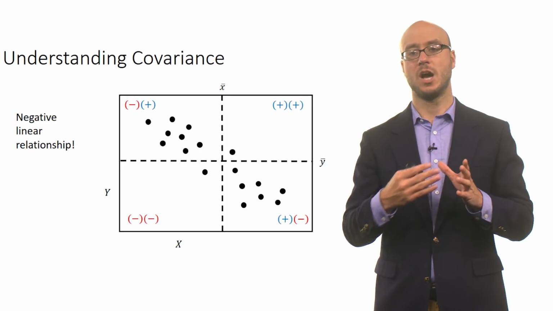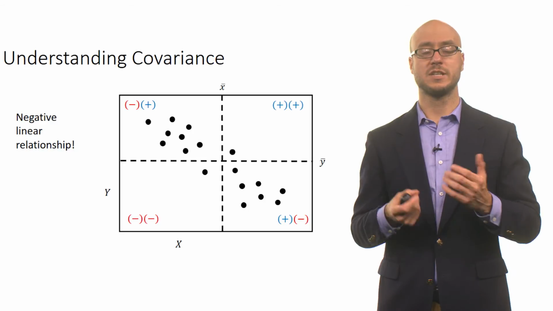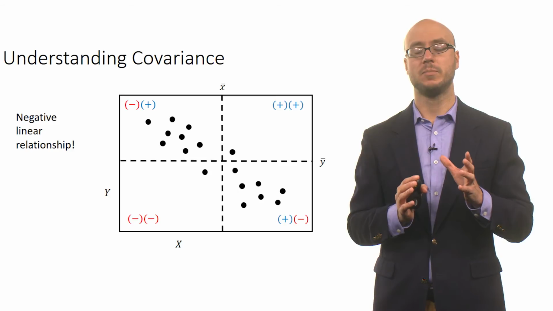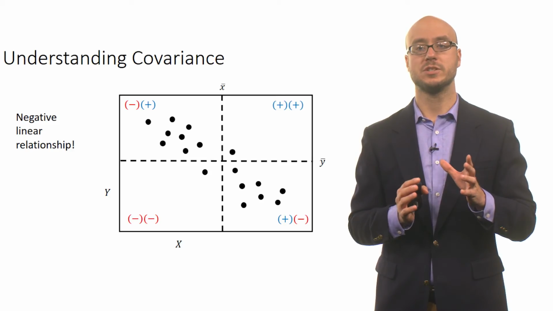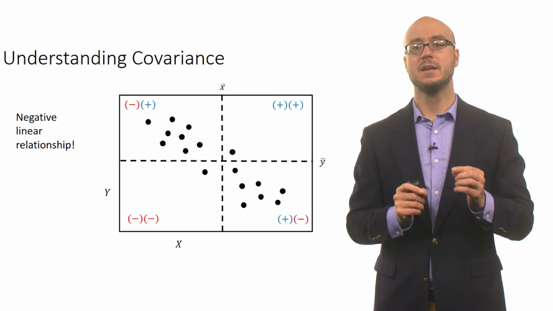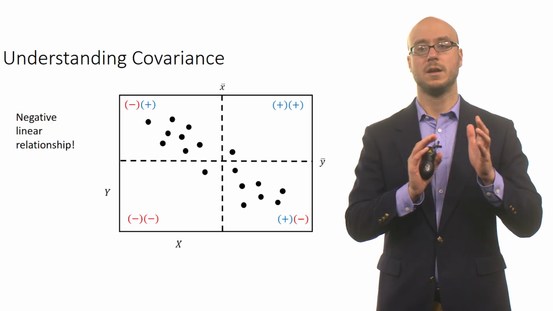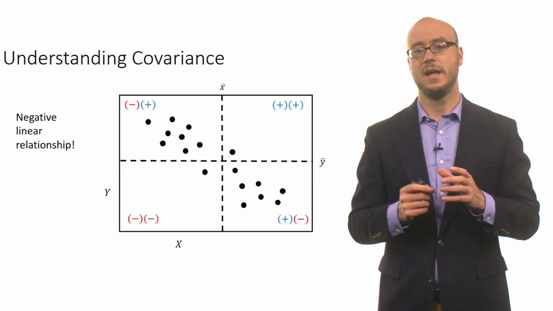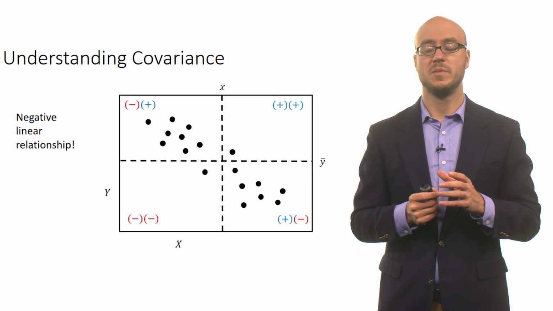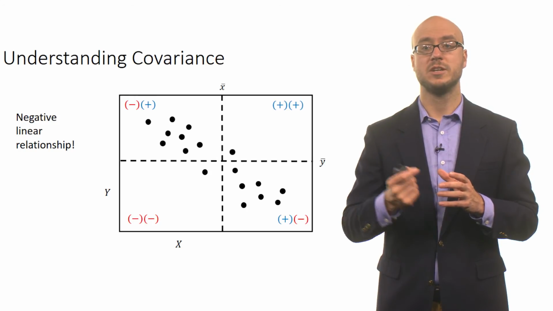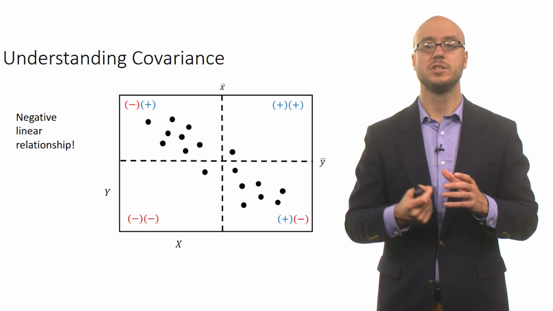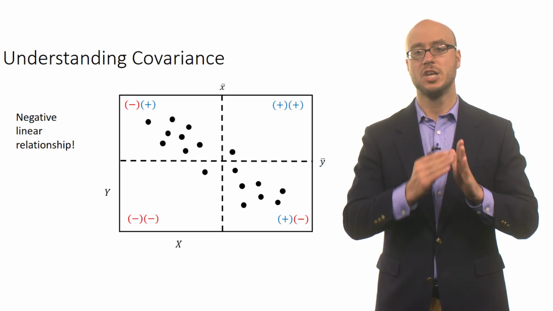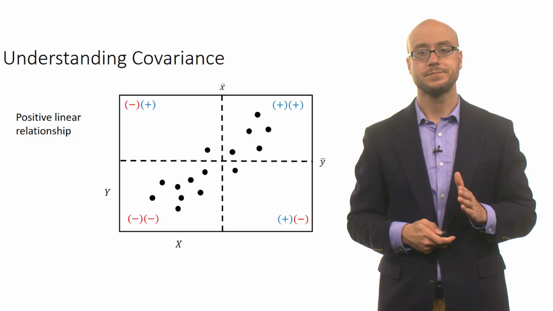So let's look at a scatter plot that we would say looks like a negative linear relationship. Well, in fact, if you look at the number of data points in the different regions, you have more data points in the regions that are going to have negative cross products. And you have very few data points here, and the data points aren't very far away from the mean of x and mean of y for those in regions 1 and 3, those regions in which you'd expect a positive cross product. So this just reflects the fact that you're going to have a negative linear relationship.